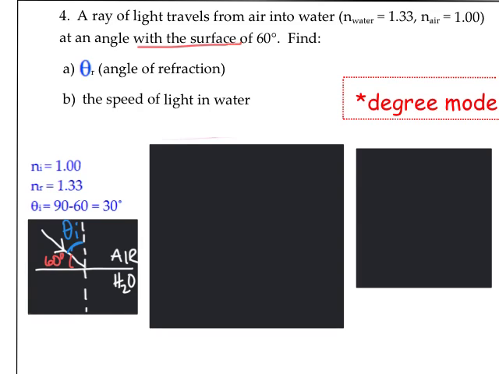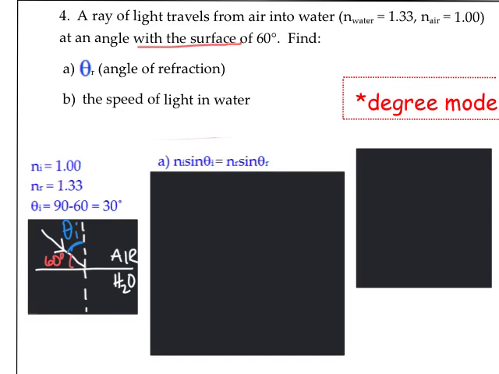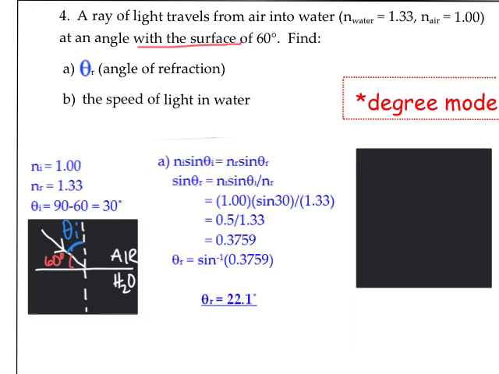So part A, you're looking for the angle of refraction. That's going to require you to use Snell's law. So set up the problem and work it out just like we did before and see if you can get the correct angle of refraction value. So I walked you through the steps in case you missed it. I showed you all the work, and you should get about 22.1 as your answer.